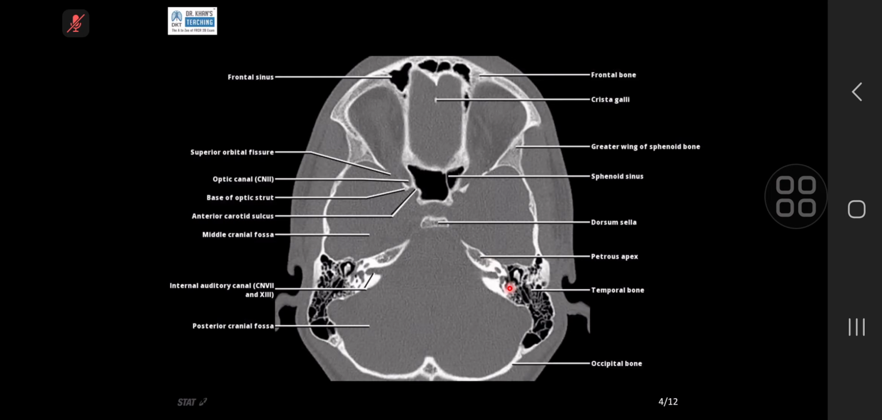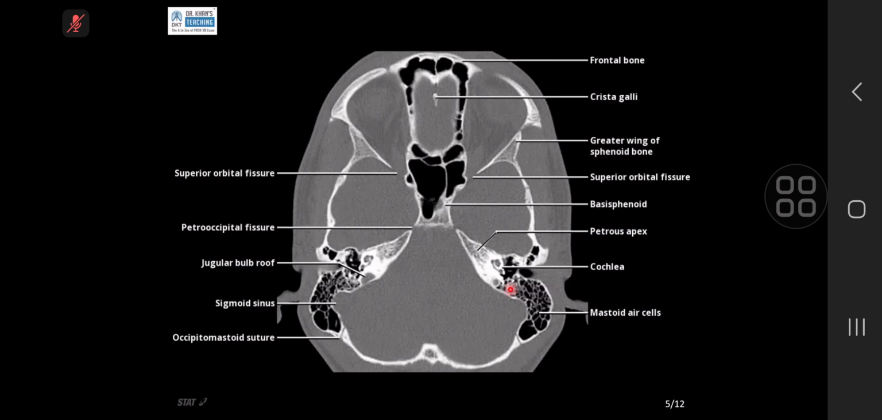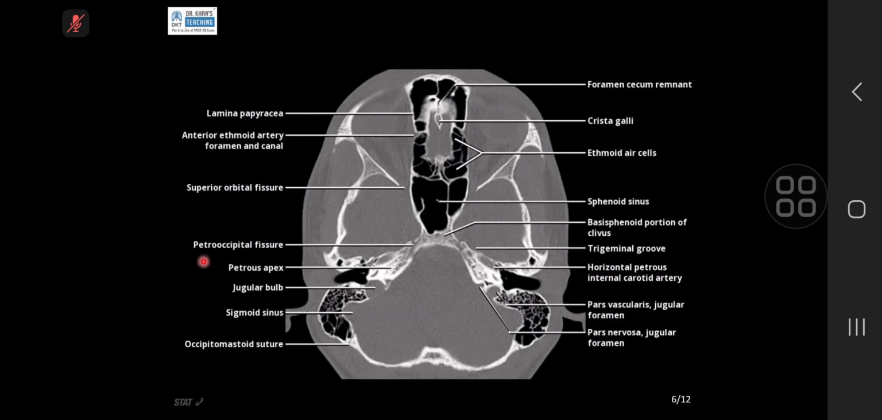this synchondrosis. This is the petro-occipital fissure, and there is what we call synchondrosis, which means that there will be a cartilaginous joint. This is the basisphenoid portion of the clivus. So a joint is formed there.